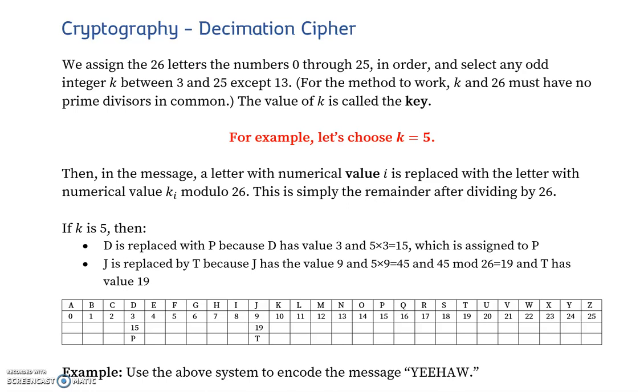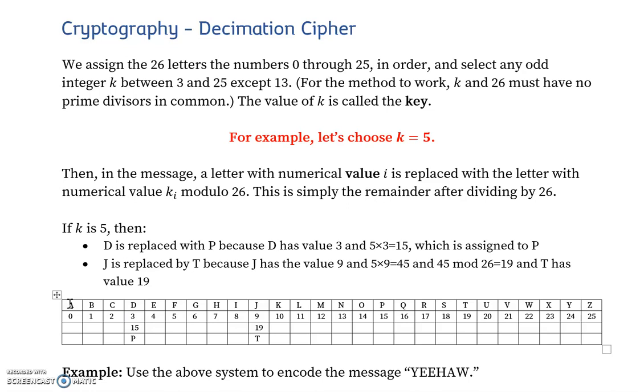All right, we're going to look at another type of encryption system that's somewhat similar to what we saw with the Caesar cipher. This one's called the Decimation cipher. Just like before, we're going to look at our alphabet, put it in a row, A through Z, except now we're going to give each of those letters a number. A is going to be 0, B is going to be 1, all the way up through Z, which is going to be 25.